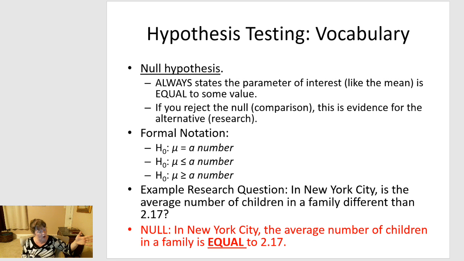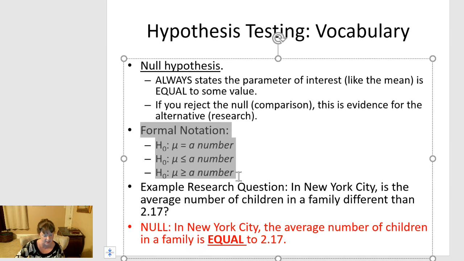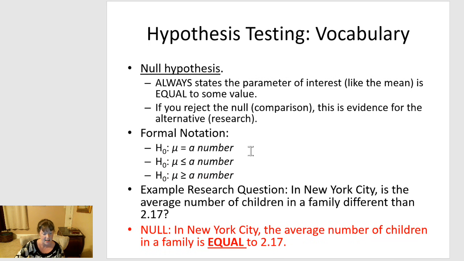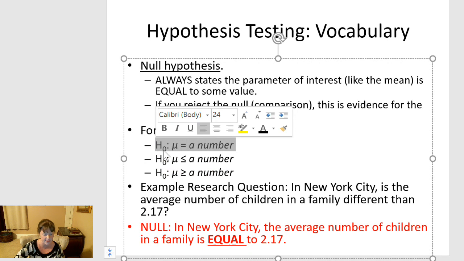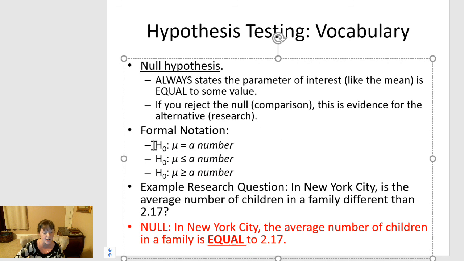If you reject the null hypothesis, this gives you evidence for the alternative, the research hypothesis, which is what you're looking to find evidence for as the researcher. This is what you want to do. You want to reject the null hypothesis as a researcher. And here are some possible formal notations for null hypotheses. If you're doing a non-directional test, this is what the formal symbols are going to be for a null hypothesis.